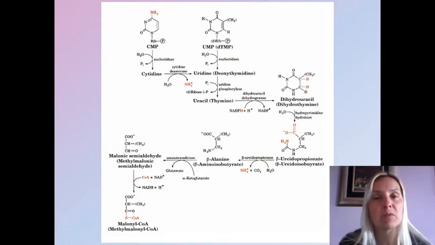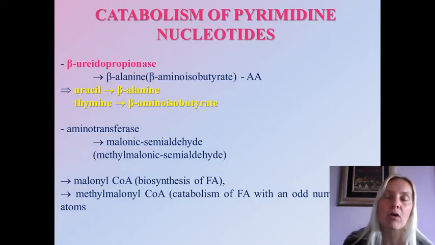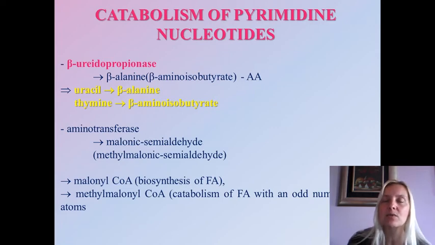If you agree with me, those two final products are very well known to us, because malonyl coenzyme A is an intermediate in the biosynthesis of fatty acids, if you remember, and methylmalonyl coenzyme A is an intermediate in the catabolism of fatty acids with an odd number of carbon atoms. So this is how pyrimidine nucleotides are degraded. So they can be fully degraded.